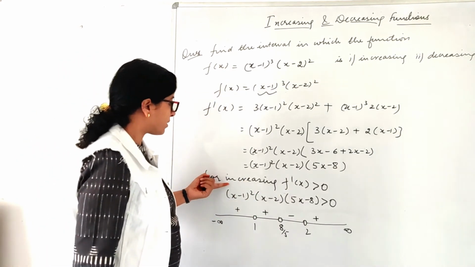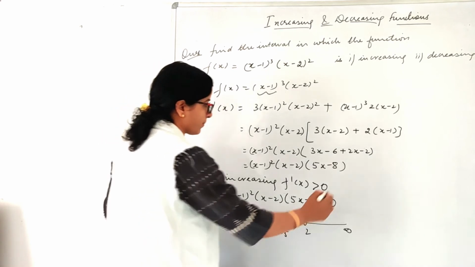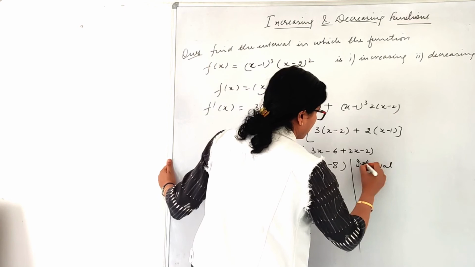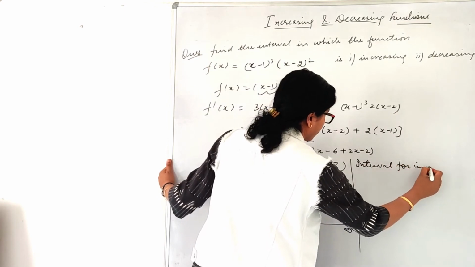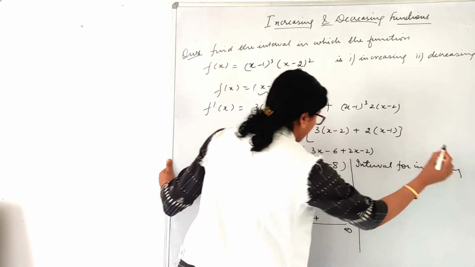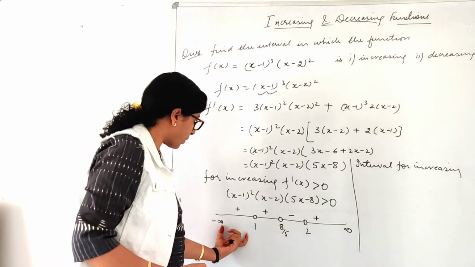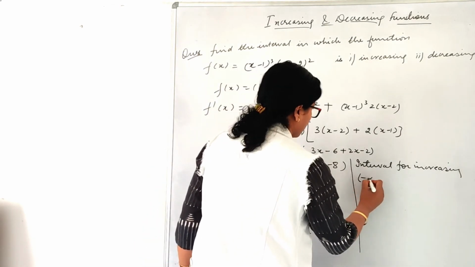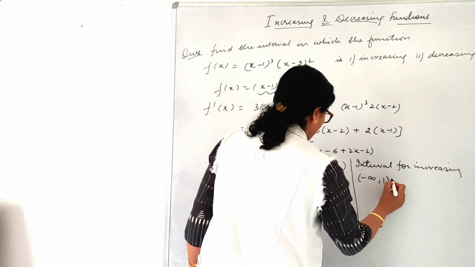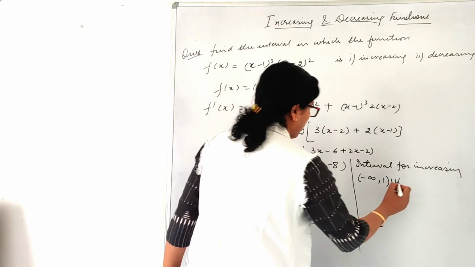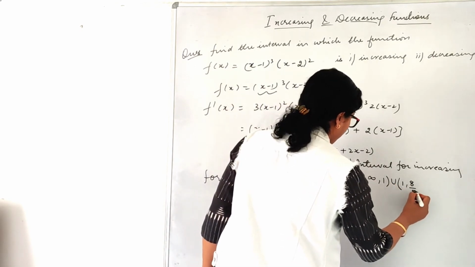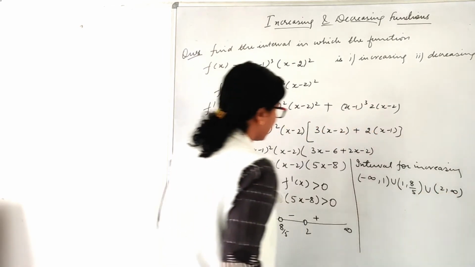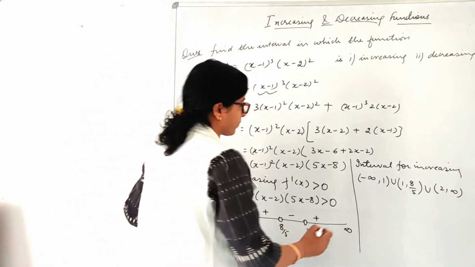So my interval for increasing will be, look here, minus infinity to 1, because 1 is not included, that's why we have to separately write minus infinity to 1, union 1 to 8 by 5, union 2 comma infinity. This is my region for increasing.